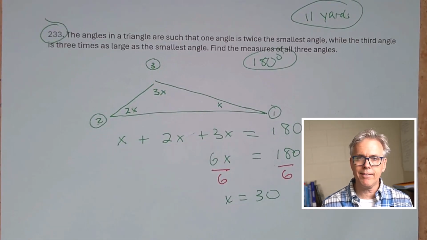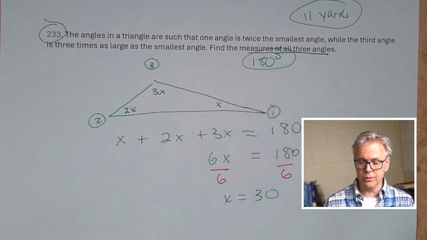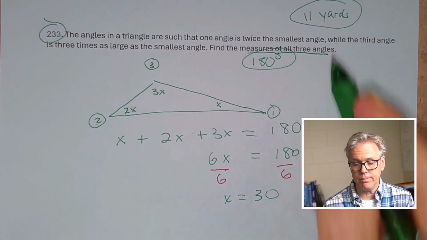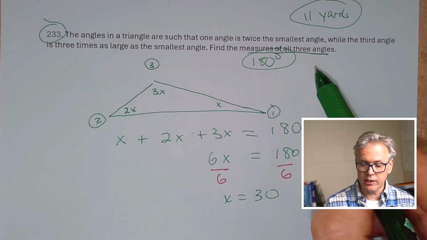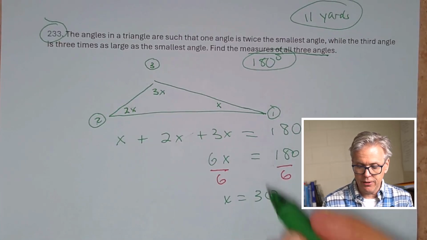Now here's where you have to be careful on these application problems. It says find the measures of all 3 angles. Often students will just end right here. Or the question is even, in some ways, trickier. It says what's the measure of the third angle or the largest angle? So we would need to take that 30 and find it out.